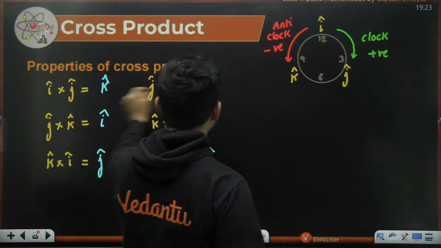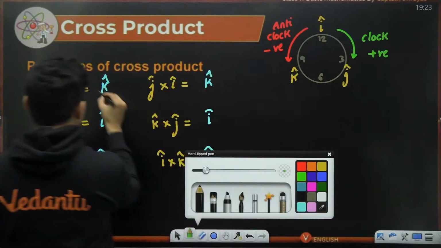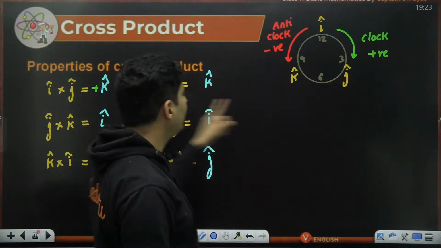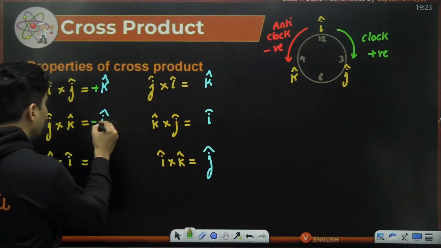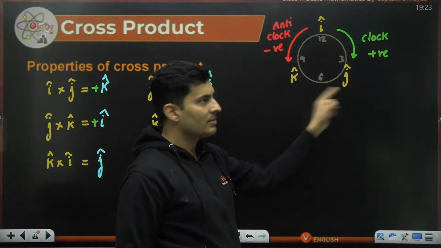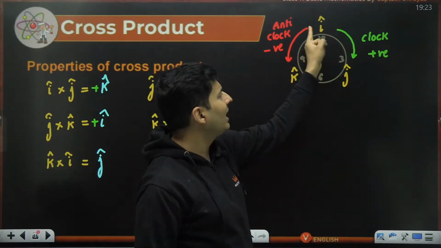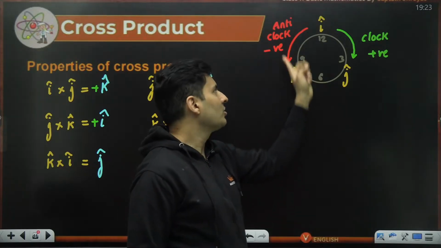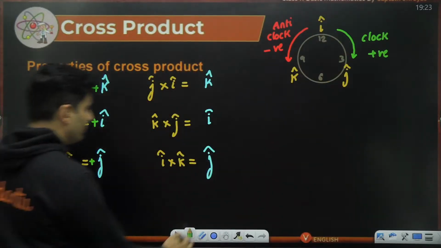For example, I into J. I into J is clockwise, so 100% it will be positive. J into K is also clockwise, so the answer will be positive. K into I: from K I'm going to I, the closest way. Don't say, sir, K to I can go like this also. No, go closest, man. So K into I, I'm going clockwise, so that is also positive.